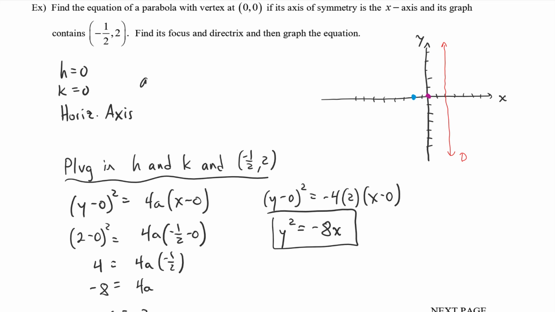All right, notice that A is 2, right? We got it right here. And if we double that, we get 4. So I'm going to go up 4, 1, 2, 3, 4. Go up from the focus, down from the focus. And then we can draw our parabola. So there's our parabola there.